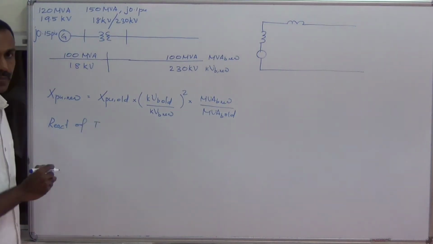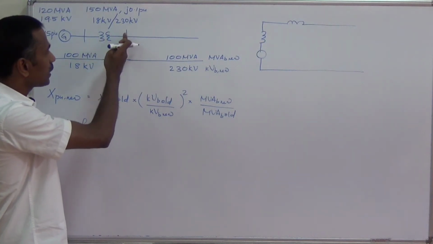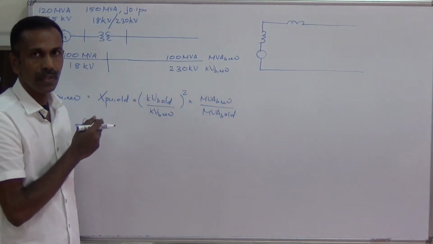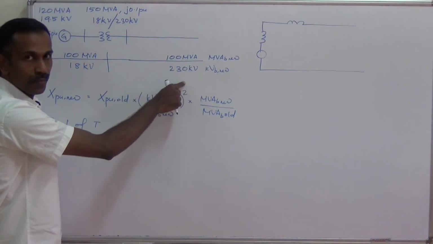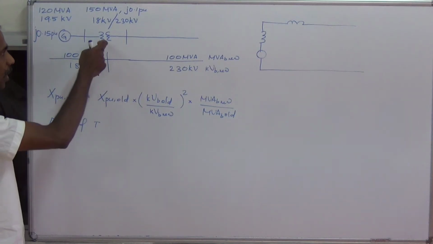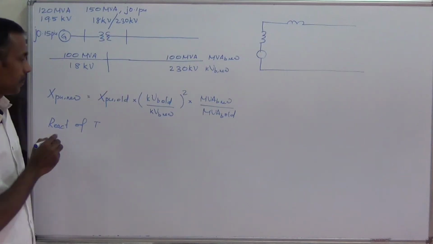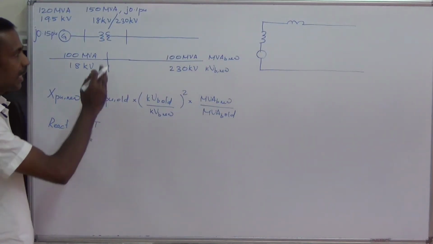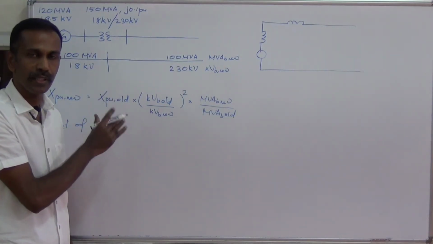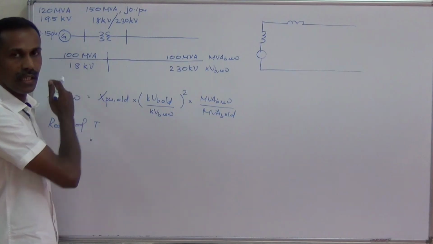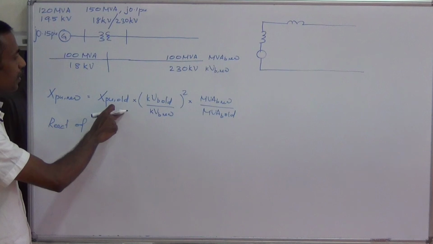Let us find out the reactance of the transformer. The per unit reactance can be found out either on the secondary side or on the primary side. If you find out the reactance on the secondary side, this is the kVb you have to use. If you find out the per unit reactance on the primary side, then you should use 18 kV as the base value. Let us find out the per unit reactance on the secondary side. For a transformer, the per unit reactance will be the same both on the secondary side and on the primary side.